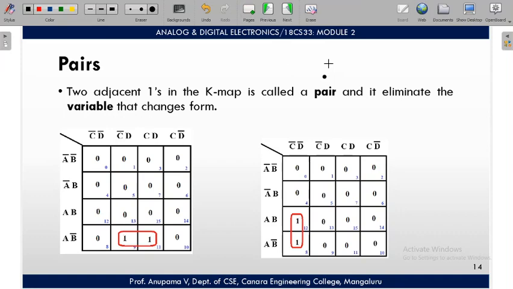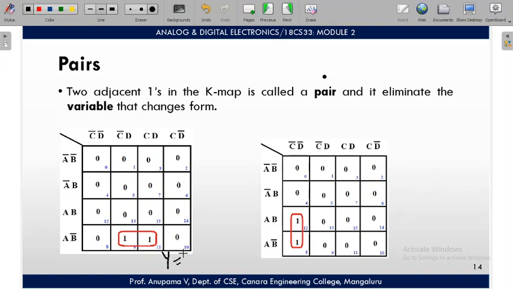A group of two adjacent ones is called a pair. A pair can be formed vertically or horizontally in the Karnaugh map. So, in this Karnaugh map, a pair is formed using two adjacent ones present in cells 9 and 11, and it eliminates a variable and its complement. Now, how to write the simplified equation for the Karnaugh map after grouping.